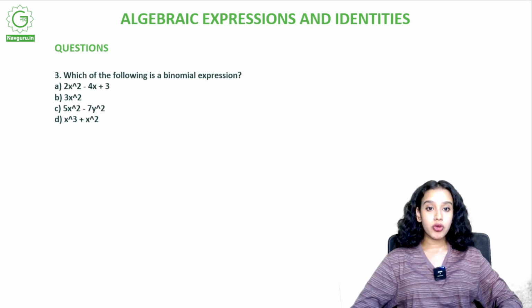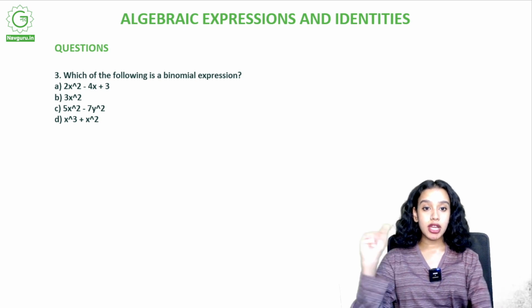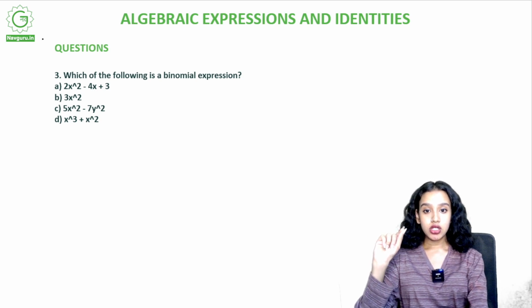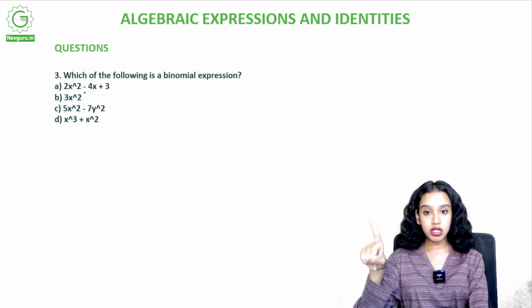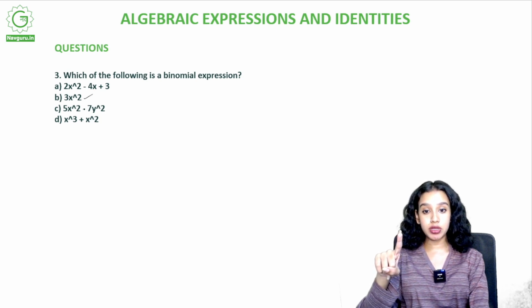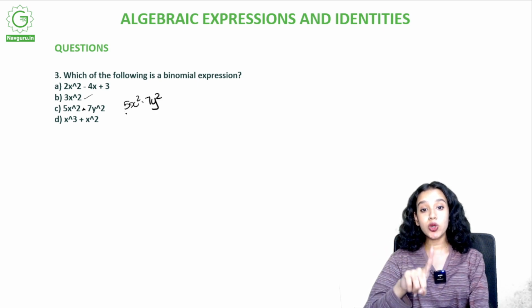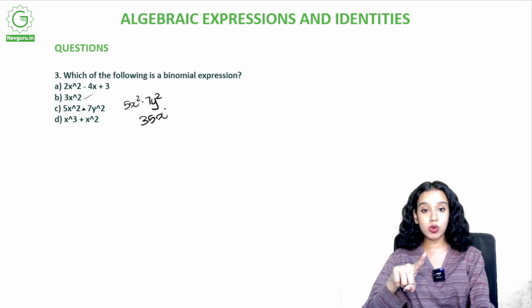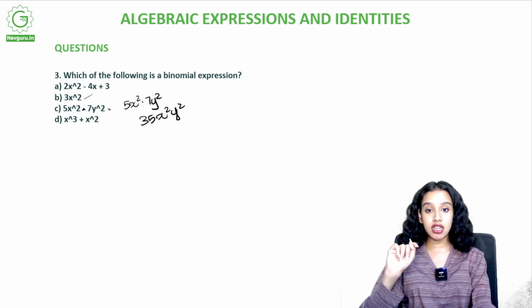Now, which of the following is a binomial expression? So what are binomial expressions? Binomial expressions are the expressions which have two terms, right? So we have 2x square minus 4x plus 3, which is a trinomial. 3x square is actually a monomial. Now this is actually supposed to be multiplied by. So we have 5x square into 7y square, which is again a monomial. How come? What is 5x square into 7y square? It's 35x square y square. It's multiplication, so it's again a monomial.